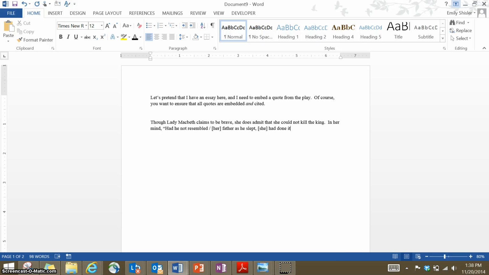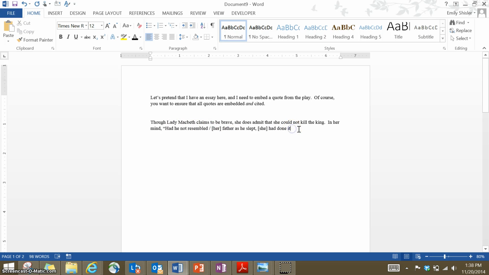Okay, before I close this quote, I want to point something out to you. I didn't want to use the word I because I wanted this to be in third person, so I changed the word I to the word her or she using the brackets. And once again, this little slash mark represents the end of a line in Shakespeare.